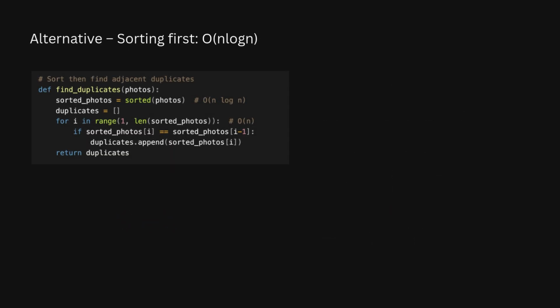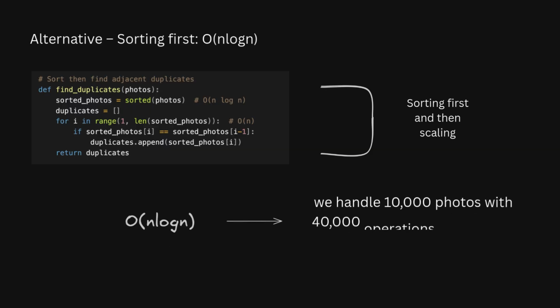So what is the solution for this? By sorting the list and then scanning, we handle 10,000 photos with about 40,000 operations instead of 100 million. So that gives us Big O of n log n. Up next is Big O of log n. In some cases, your data is already sorted.